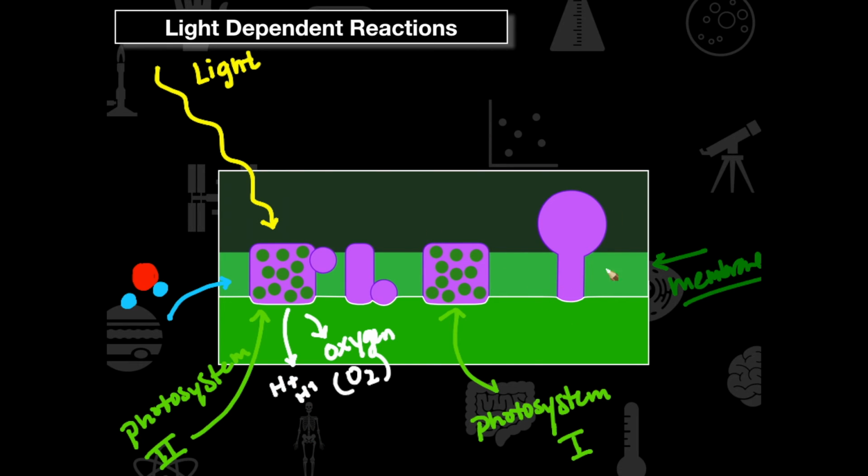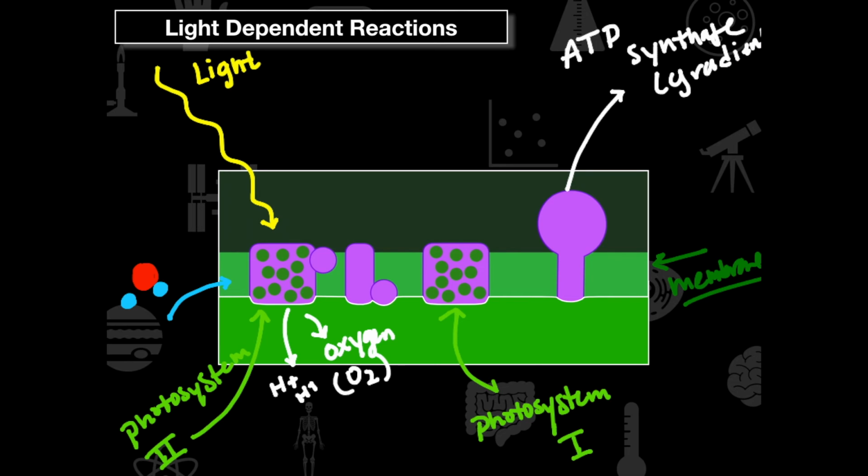Now, what we notice here on this side is what we call our ATP synthase. And this is kind of like a turbine that's going to be powered by these hydrogen ions. What we're trying to do is create a gradient to power this turbine here.